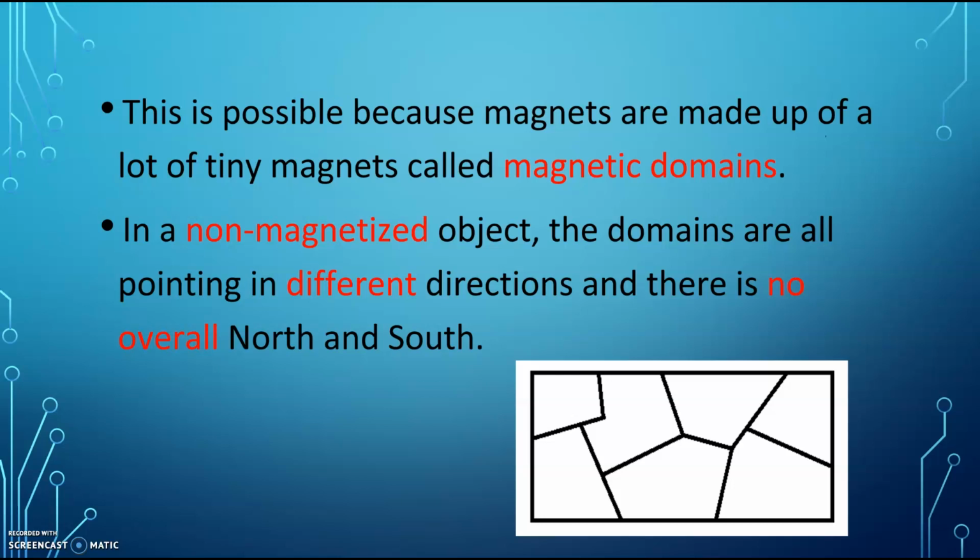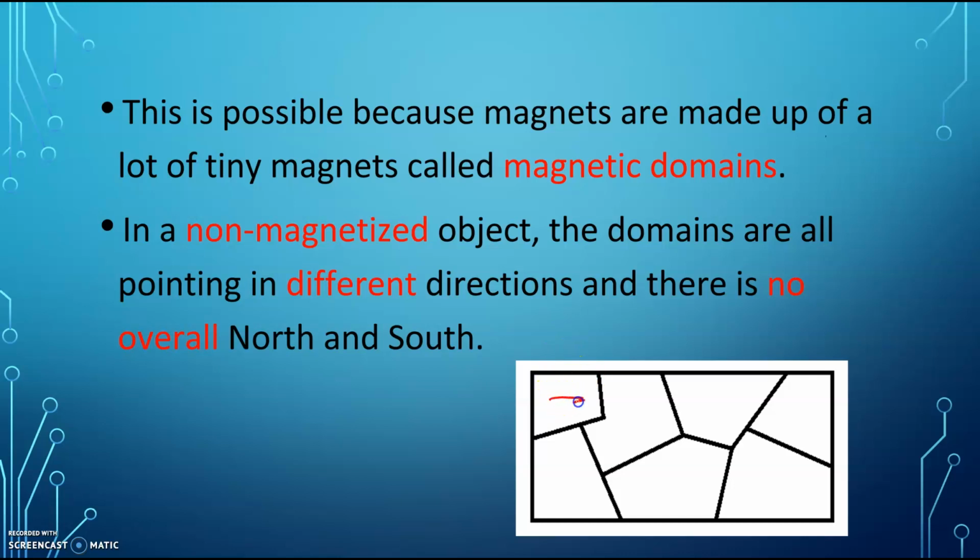So this is possible because magnets are made up of tiny, tiny magnets, and these are going to be called magnetic domains. So we have two kinds of object. If an object is non-magnetized, that means these domains are all pointing in different directions. So there's no overall north and south. The way that we're going to see these is we're going to have a box like this broken up into different sections with arrows in them.